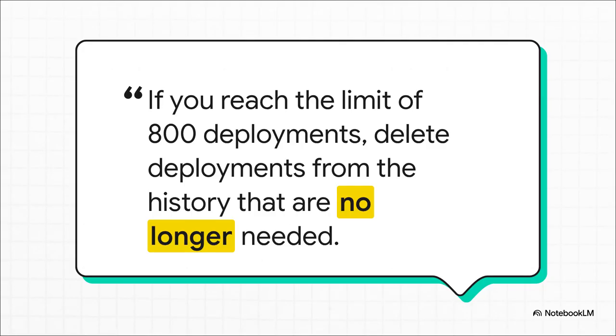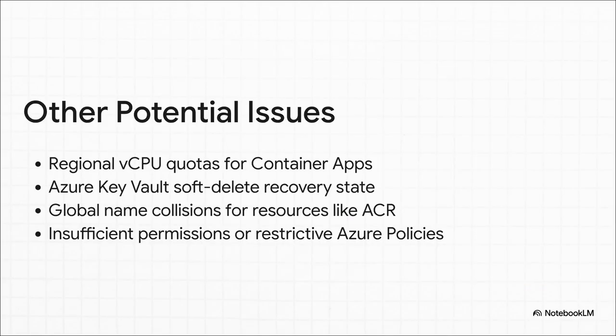Thankfully, the fix is super straightforward, as you can see here in the official docs. You just need to clear out the old, unneeded entries from the deployment history. It's a really quick cleanup task that won't touch any of your live resources, but it will immediately unblock your pipeline. Of course, there are a few other potential snags to be aware of. You might hit regional vCPU quotas, or maybe try to recreate a Key Vault that's still in a soft-deleted state. Or you could pick a globally unique name for a container registry that's already taken. It's always a good idea to check these things if you run into trouble.